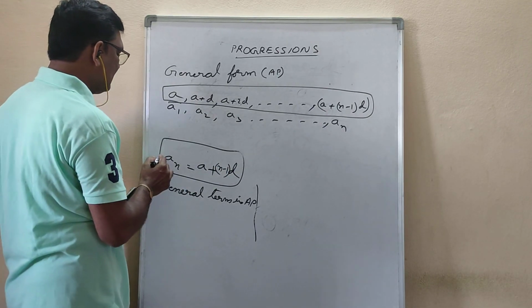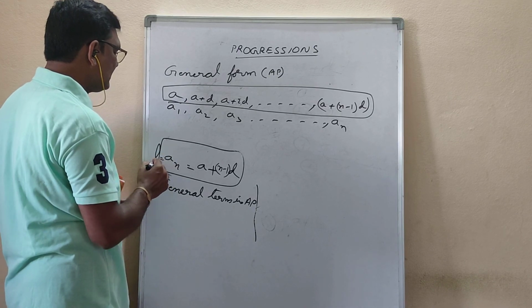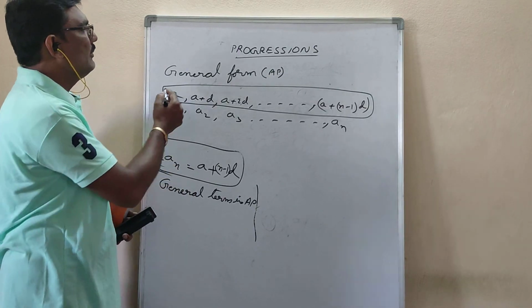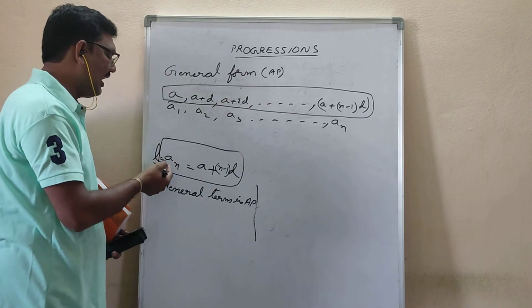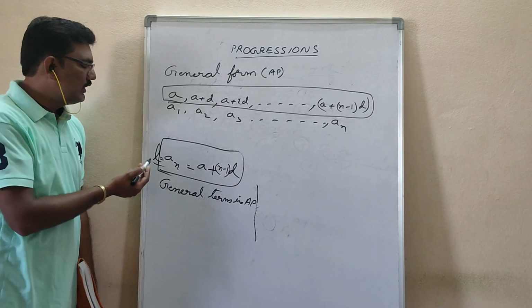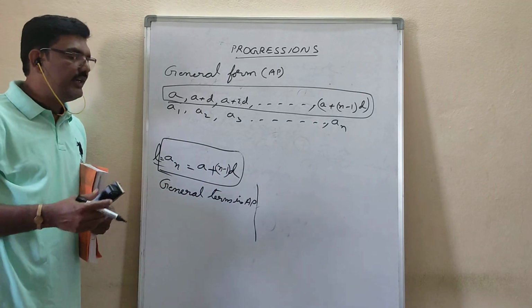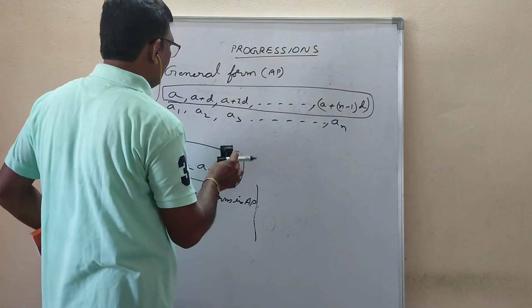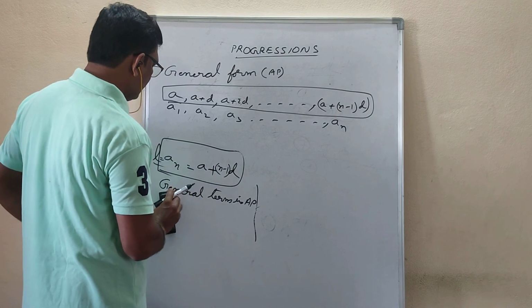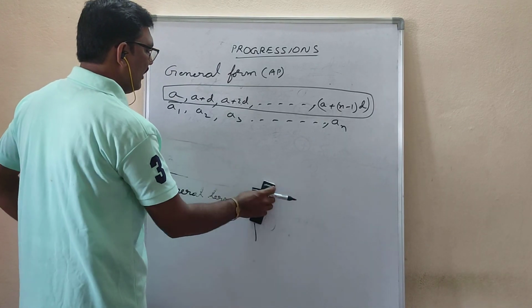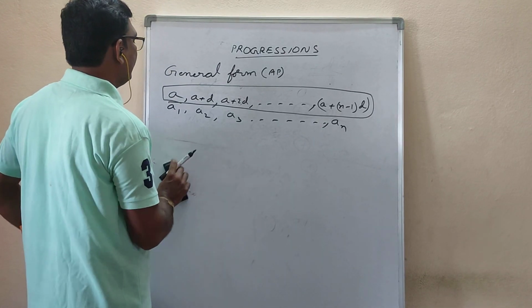Now an is equal to a plus (n minus 1) into d. An is also called the last term in the progression. In a progression, n terms are there, so the last term is what? An. So the last term formula: L is equal to a plus (n minus 1) into d. By using these, we can do some problems.